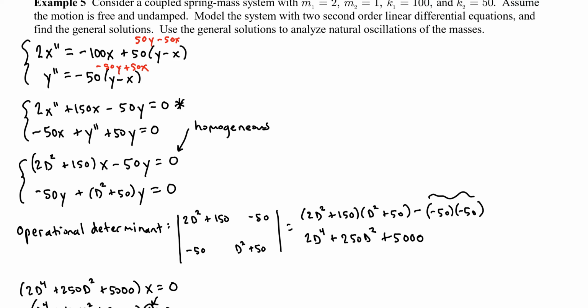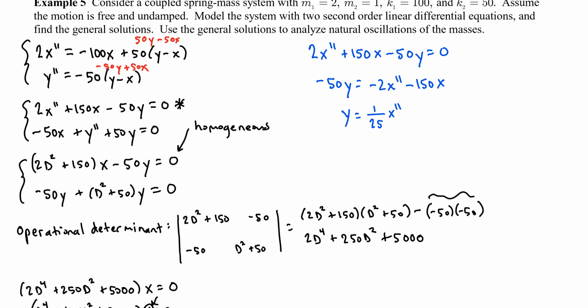So I'm going to do that here kind of as side work. I'm going to rewrite the equation that I've chosen to use. And I'm going to solve for y. Let's divide through by negative 50. So y is going to be 1/25 x double prime plus 3x.